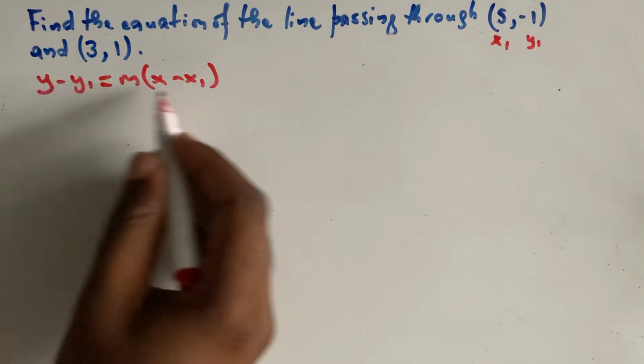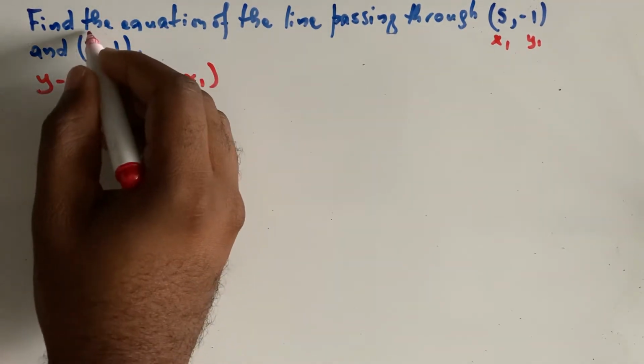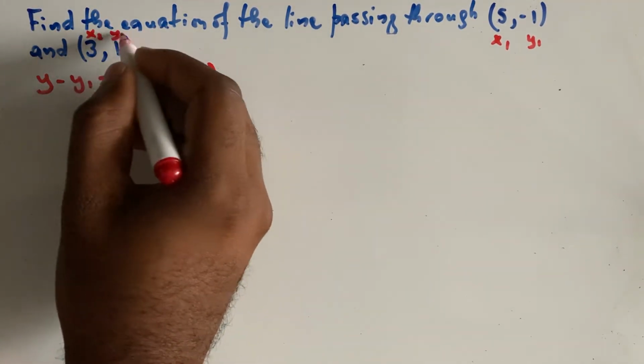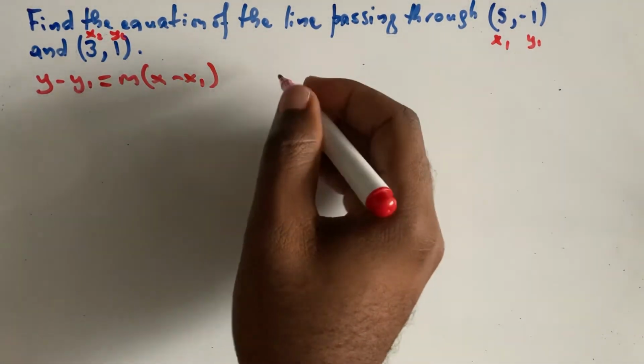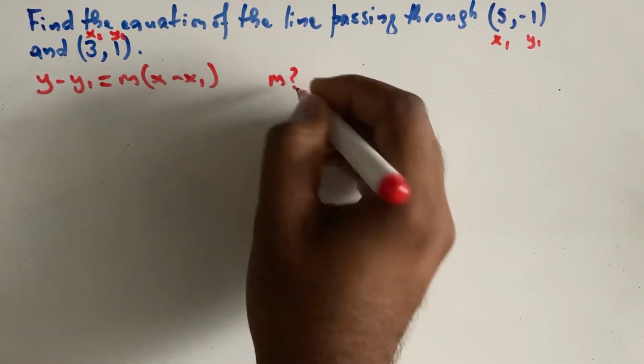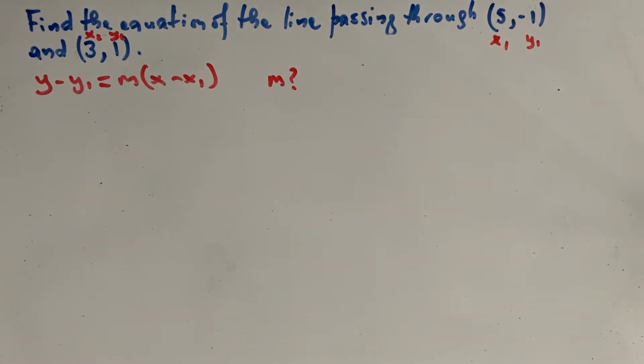In this case, you have x1, y1 for the point. You also have x2 and y2. But you don't have the slope, you don't have m. Now, if you don't have m, you need to solve for it before you get to the equation. So let's solve for it.